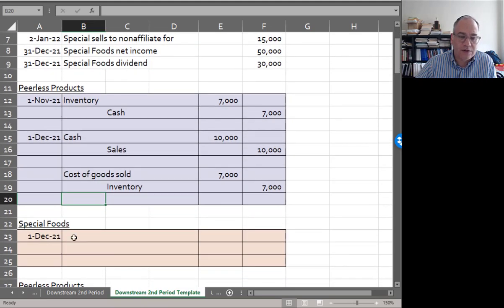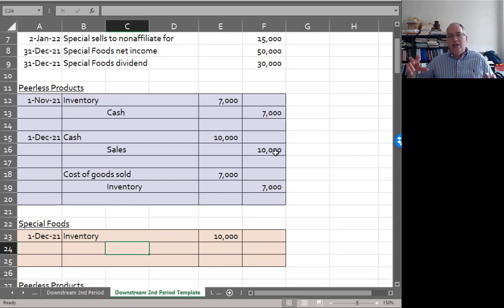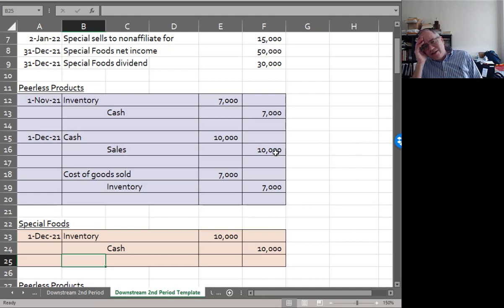Special Foods is buying the goods, so Special Foods would debit inventory for whatever it paid, and this is where the problems begin. It paid $10,000, which is not the cost. So now it should bother you, right? The inventory is on the books of Special for $10,000, even though it only cost $7,000. And that should bother you if you're a really dedicated accountant. It's something that you should think about at night. Like at night, you're like, oh yeah, this is a $3,000 unrealized gain sitting on Special Foods' books. I have to remember to eliminate that.